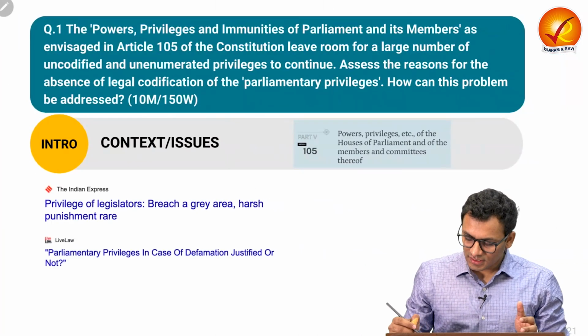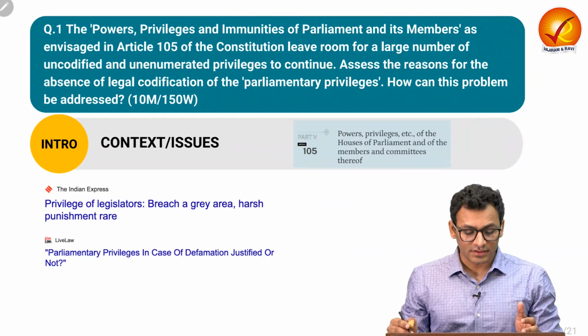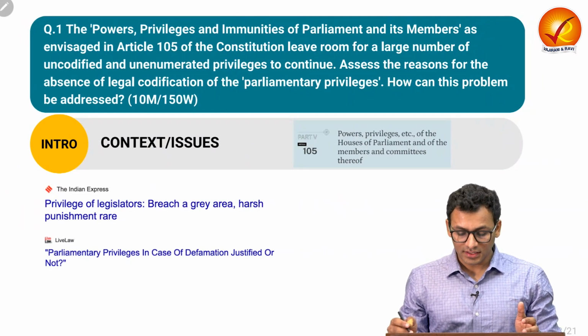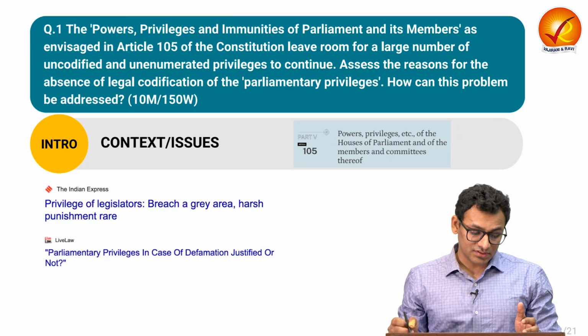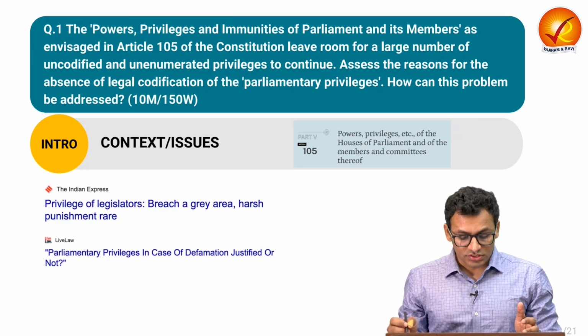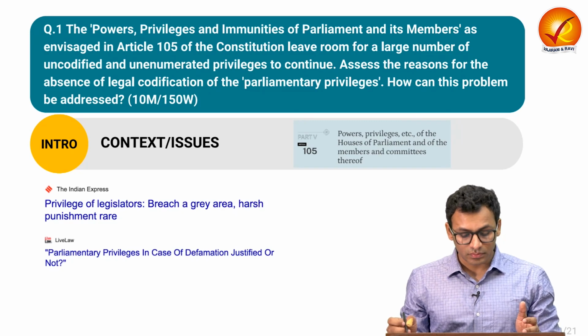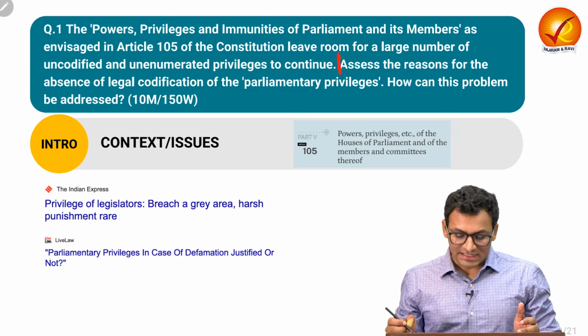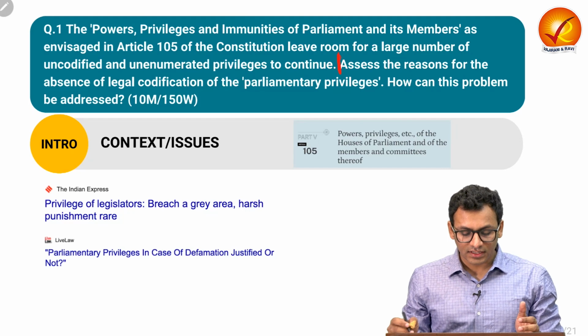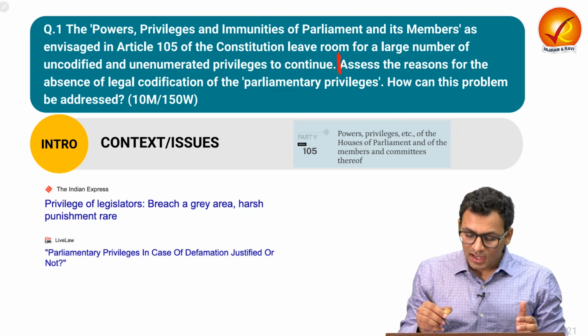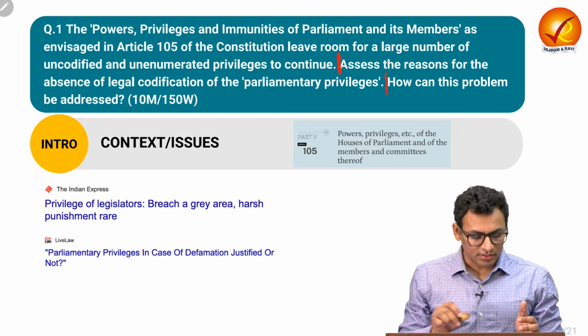The very first question, let's read it together. The power, privileges and immunities of Parliament and its members as envisaged in Article 105 of the Constitution leave room for a large number of uncodified and unenumerated privileges to continue. Assess the reasons for the absence of legal codification of parliamentary privileges and how can this problem be addressed.